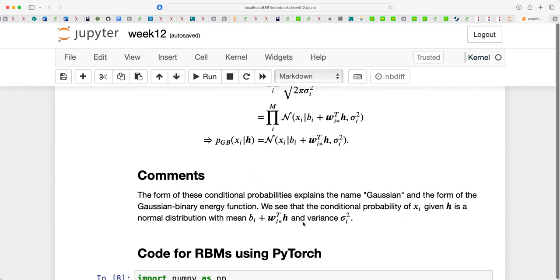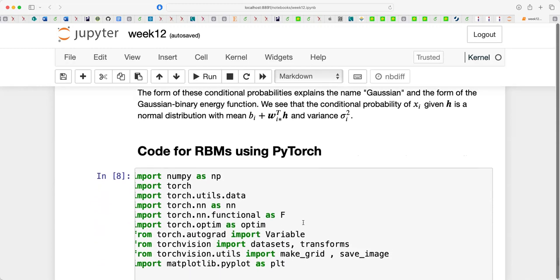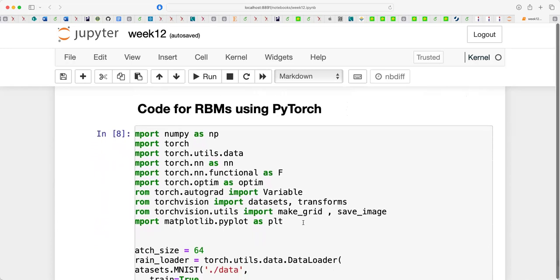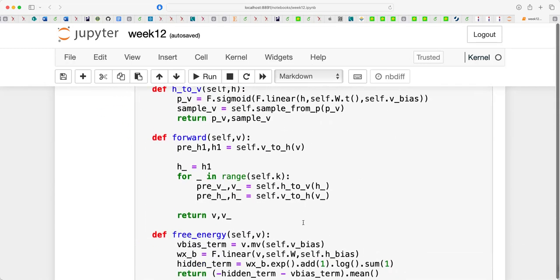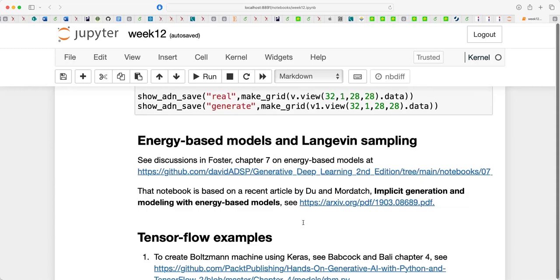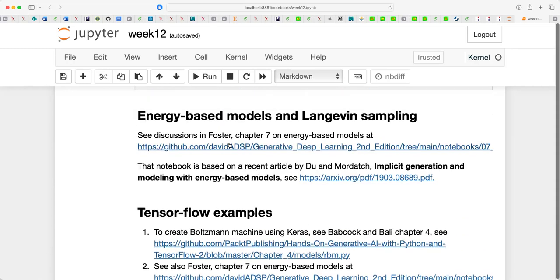One of the things I was thinking of doing, but I see my time is getting close to the end, was to discuss a simple code where I implement a restricted Boltzmann machine. But I think we can just take that in the beginning of next week, because after that code, I also wanted to discuss a little bit more about Langevin sampling.